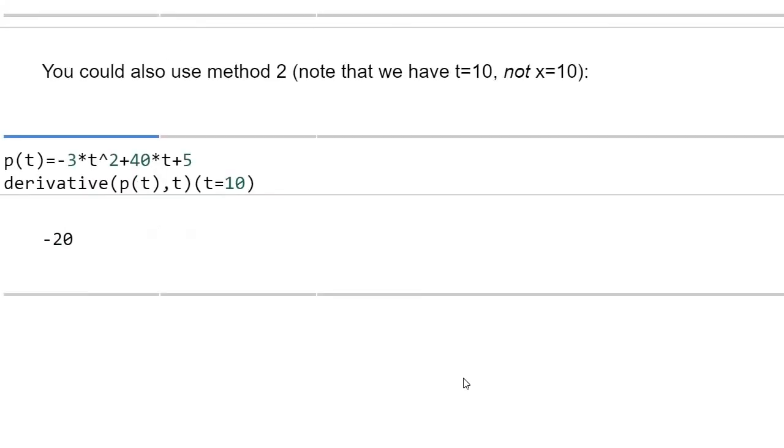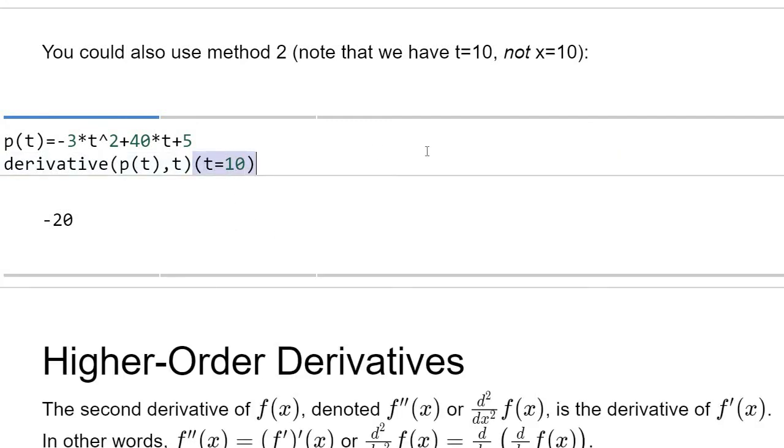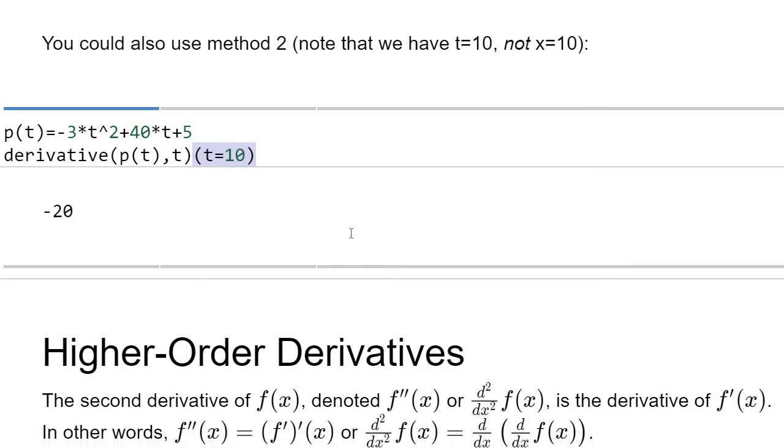You could use method 2 if you want, though if you use method 2, make sure you use t equals 10 and not x equals 10, so the variable here is t. So if you're going to use method 2, make sure the variable you're substituting matches the variable in your function. And you get the same answer, of course.